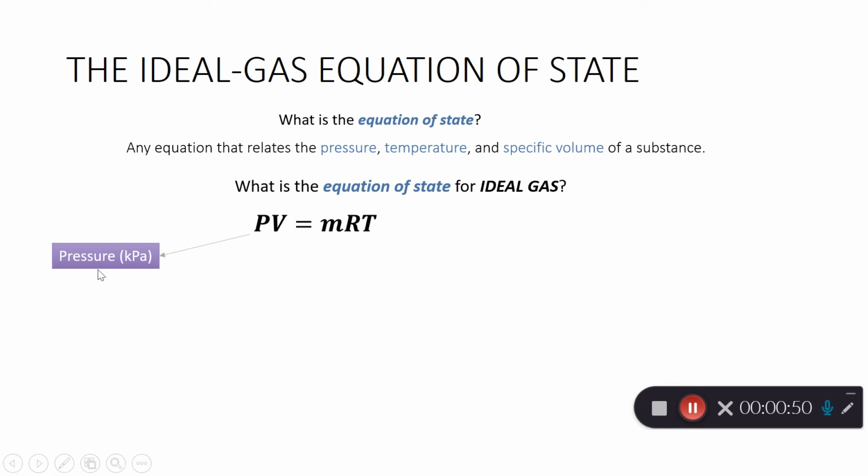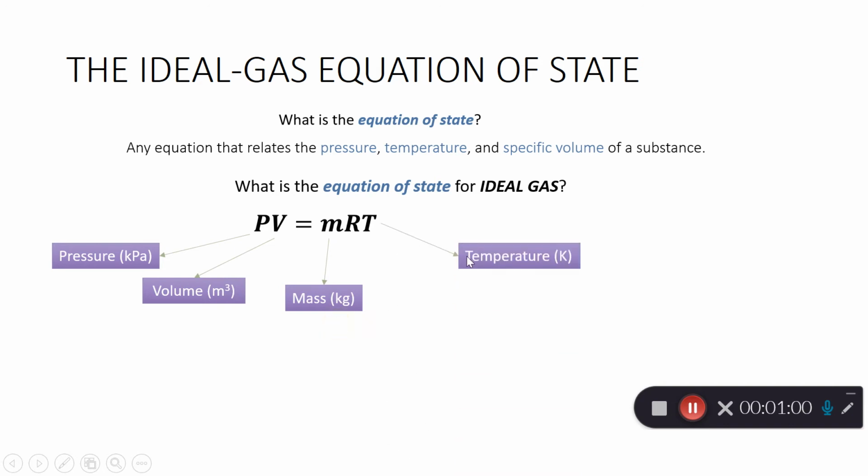P is pressure, stated in kPa, kilopascal. V is volume, meter cube. M is mass in kilograms. Then T is temperature in Kelvin. And finally, R is the gas constant, and the unit that we will use in this subject is kilojoules per kg K.